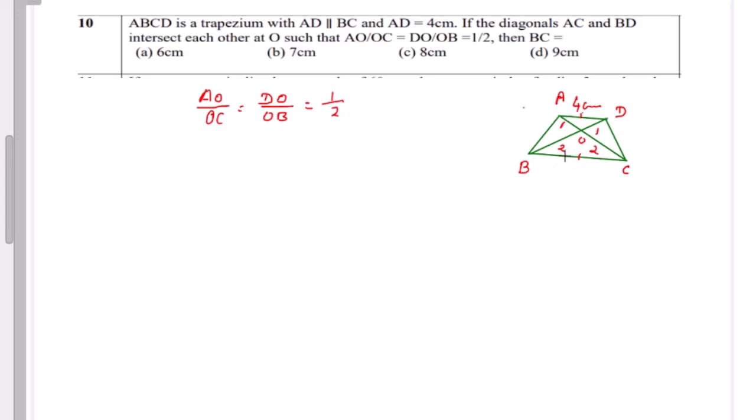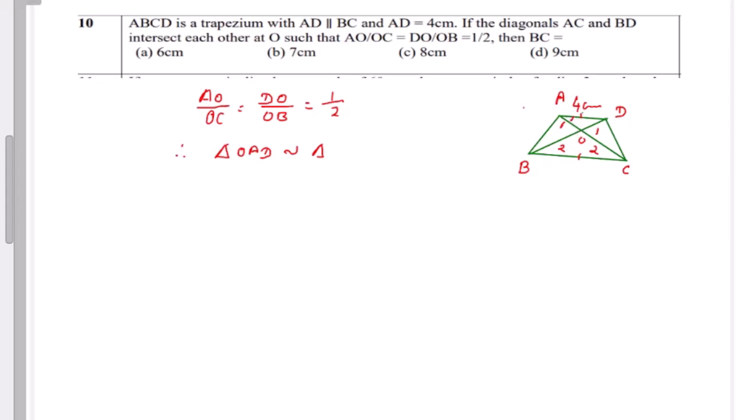Now you can say that these two triangles are similar triangles, since the sides are in the same ratio. You see that AO by OC is equal to DO by OB. In this triangle OA is equal to 1 and OD is equal to 1. In the other triangle, OB is equal to 2 and OC is equal to 2. AO by OC is equal to DO by OB is equal to half, as we are given. Therefore, we can say that triangle OAD is similar to triangle OCB.